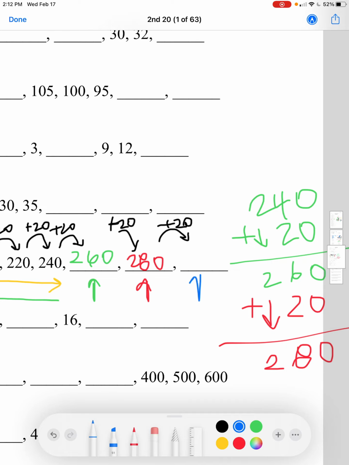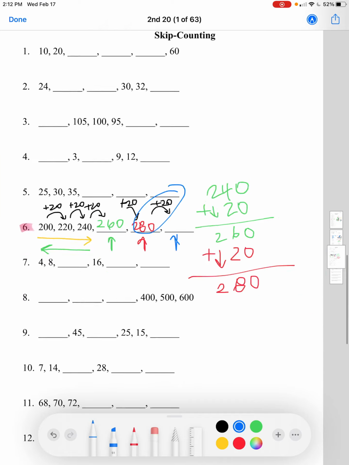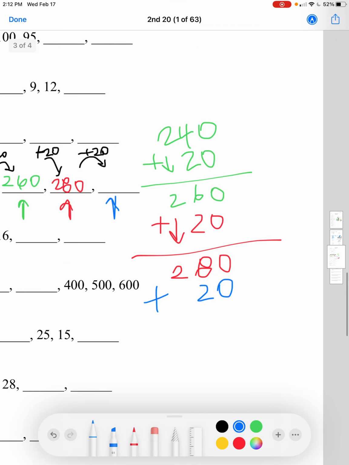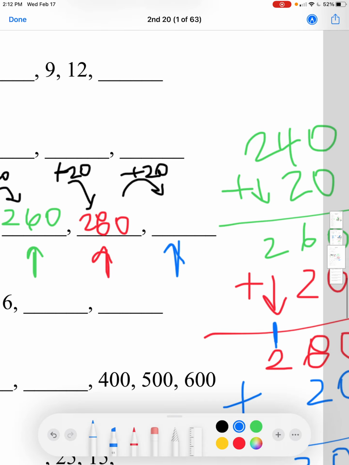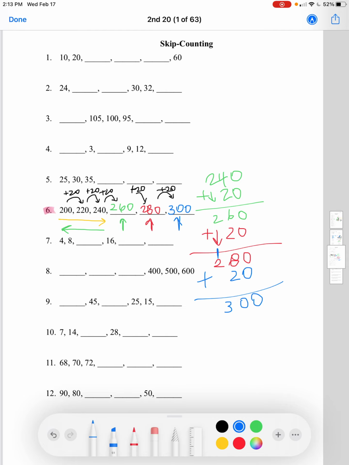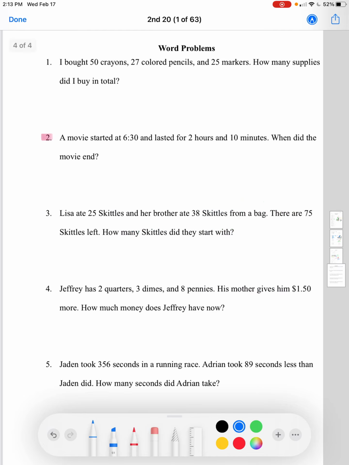And in order to find this number right here, we're going to add 20 to 280. So we'll add 20 here. 0 plus 0 equals 0. 8 plus 2 equals 10, so we'll have to regroup. And then in the hundreds place, we have 1 plus 2, which equals 3. So this is how you do skip counting, and you're following a pattern basically.